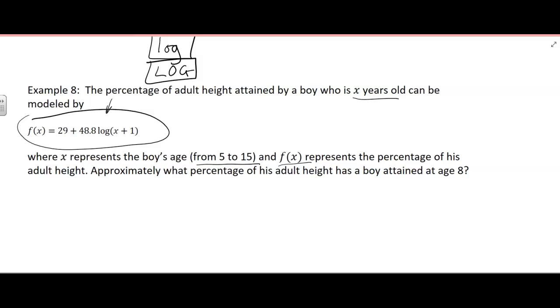Okay, so approximately what percentage of his adult height has a boy attained at age 8? So what we're trying to do is evaluate the function at 8. Now there were a few students that had trouble with the idea of evaluating a function. Remember, this is the f function at 8. It's not times 8, it's f of 8, okay? What it means is we're taking our function over here and plugging in 8 for the x.